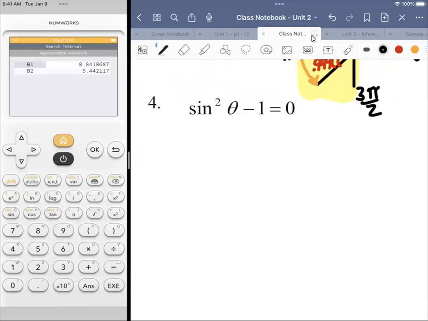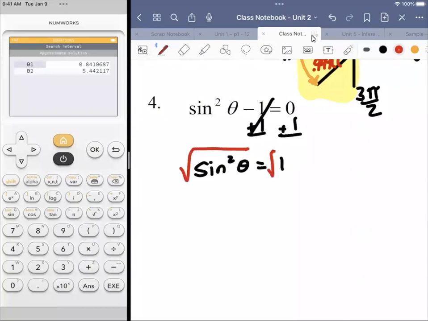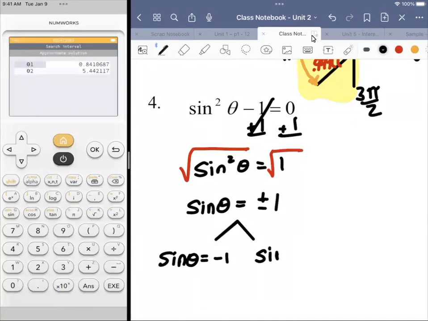So this is a quadratic in binomial form. So add 1, sine squared theta is equal to 1. You want to take the square root to get rid of that power of 2. So we apply it to both sides. Then we get sine of theta is equal to, well, the square root of 1 could be positive or negative. So that means I'm looking at sine theta could be equal to -1. Sine theta could be equal to +1.